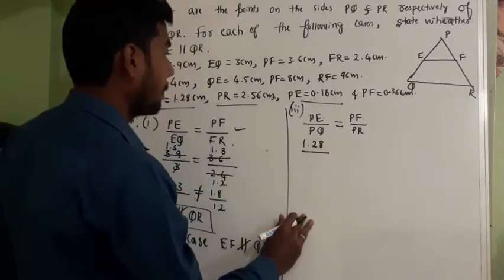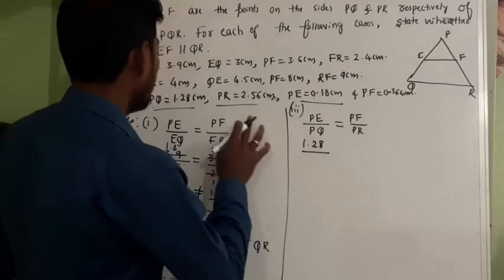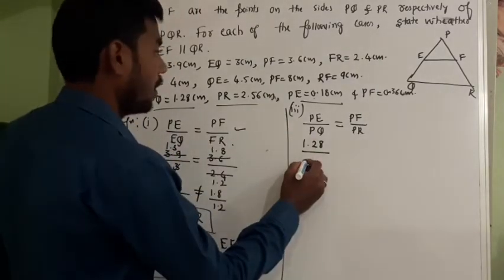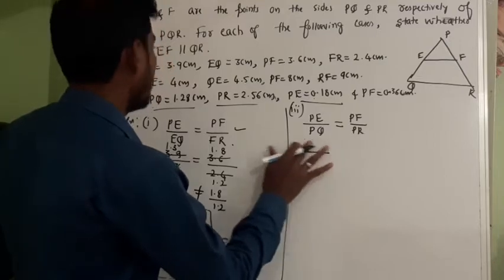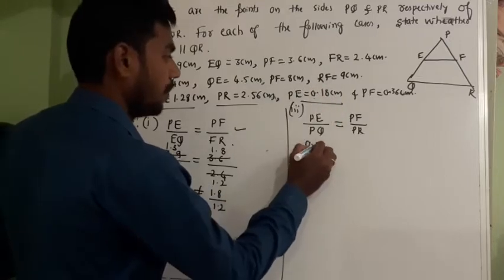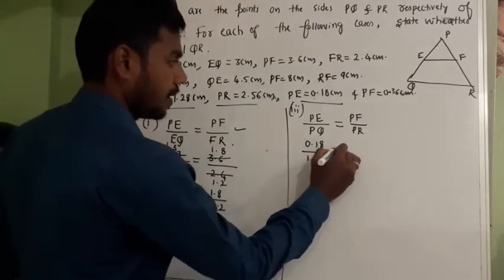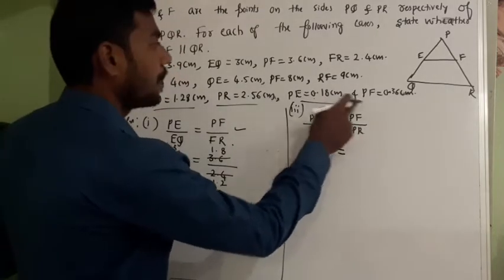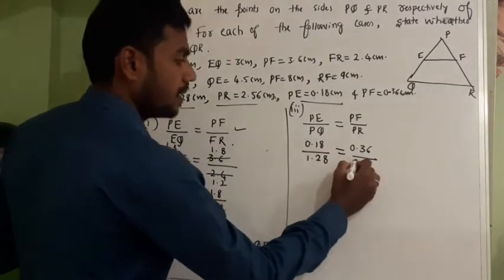What is PQ? PQ is 1.28. PE is 0.18. Sorry, PE is 0.18 and PQ is 1.28. PF is 0.36. What is PR? PR is 2.56.